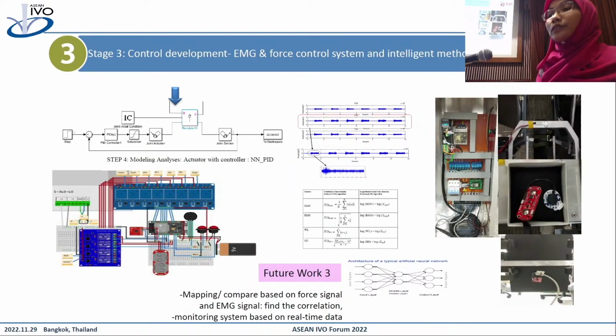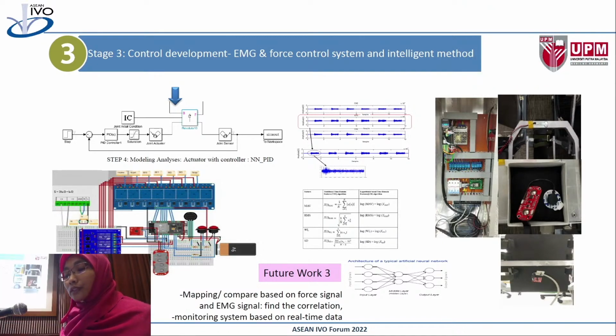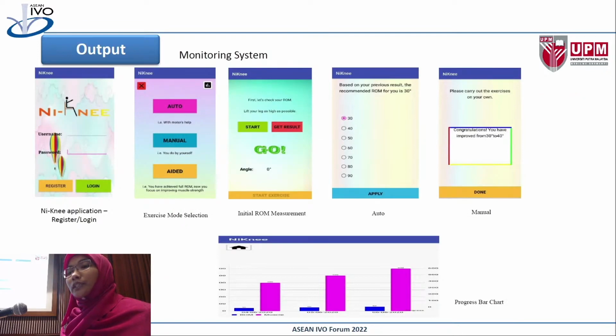Then stage 3, control development, EMG, force control system and intelligent method. This is under future work 3. After we gain the signal, we need to do the signal processing and then windowing. And then from there we extract the features. Then we want to apply the force signal and EMG signal, and then we calculate the correlation, and from there we can do the real-time data monitoring system for future work 3.